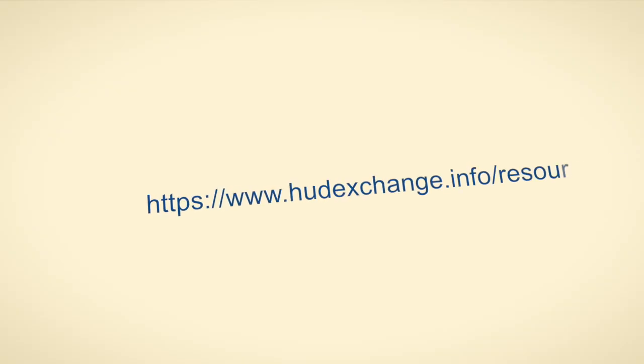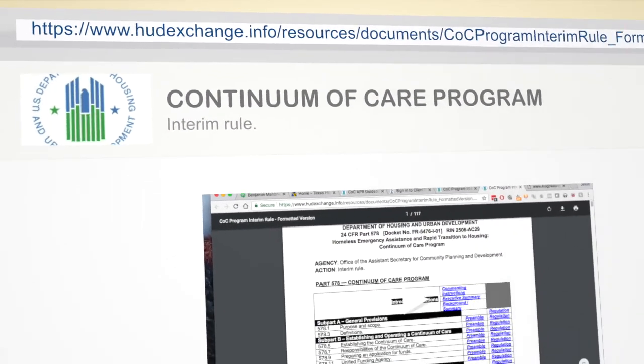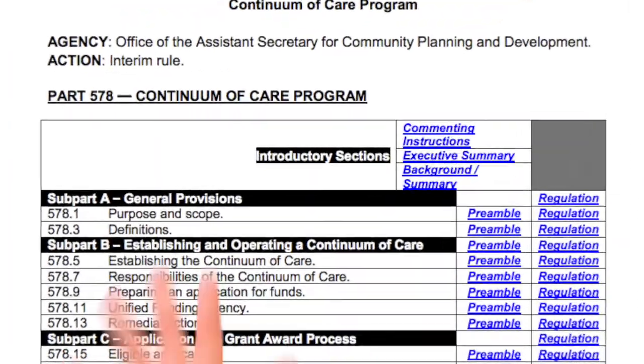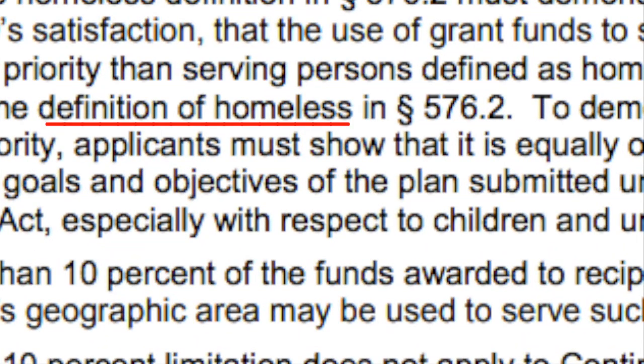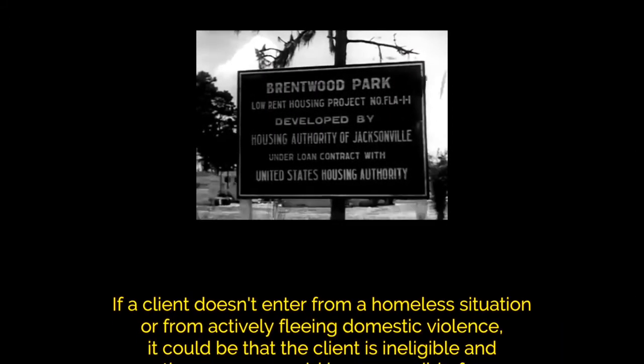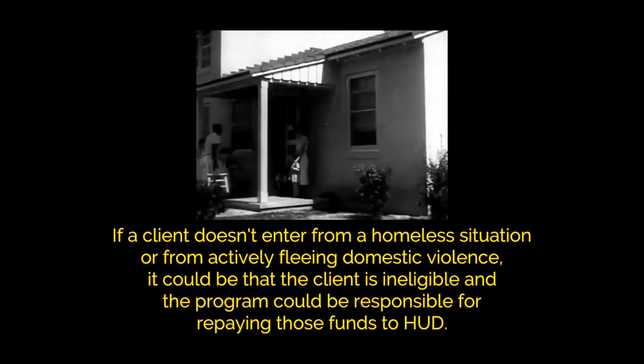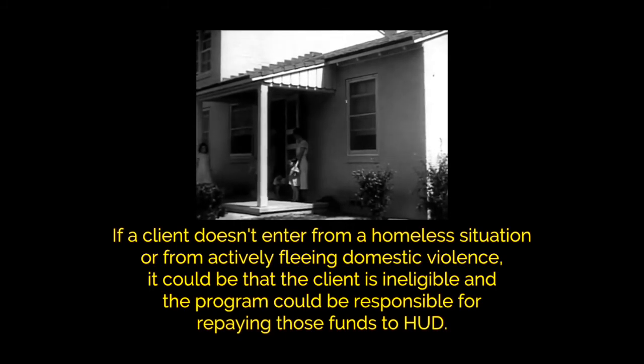Question 15 is perhaps one of the most important questions on the APR for compliance purposes. This is because in the COC interim rule, there's only one criteria for eligibility, and that's that a client meets the HEARTH Act definition of homeless. If a client doesn't enter from either a homeless situation or from actively fleeing domestic violence, it could be that that client is ineligible, and the program could be responsible for repaying those funds to HUD.